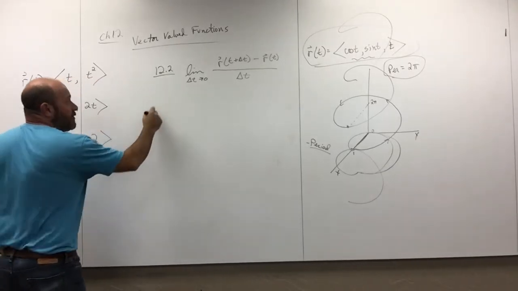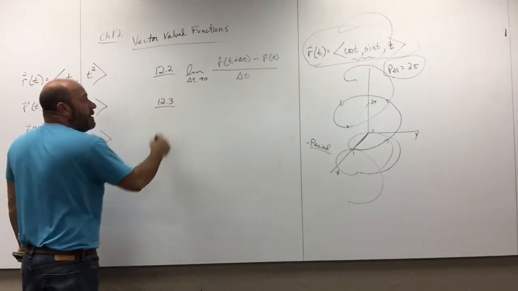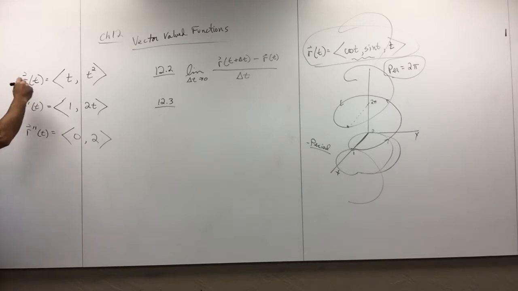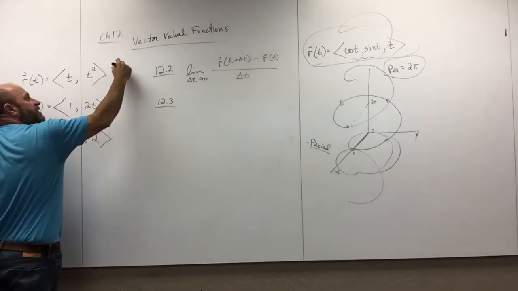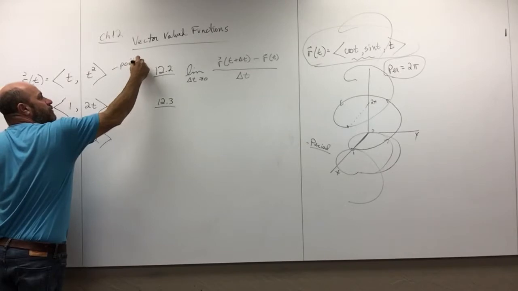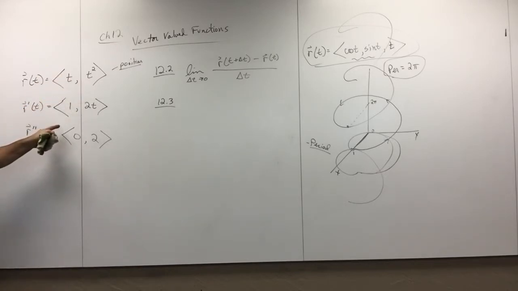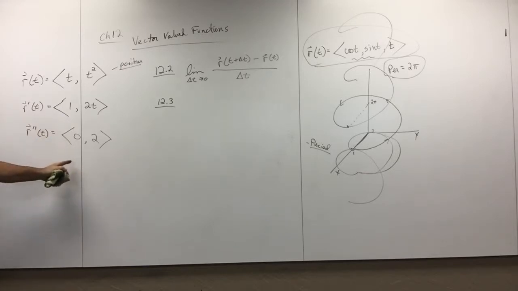So I'm going to 12.3 now, and when I get to 12.3, they tell me this. If this original function is the position function, if it's position, and t is time, then what's its derivative? Velocity. Thank you. And what would be a second derivative? Acceleration. Right. So we can talk like that.